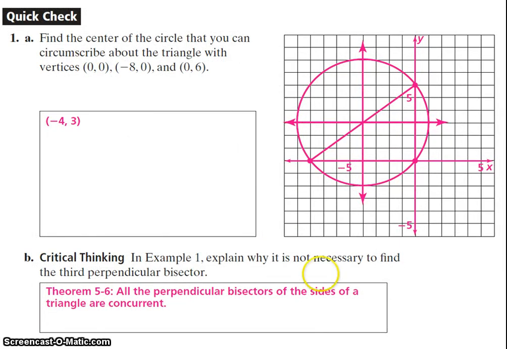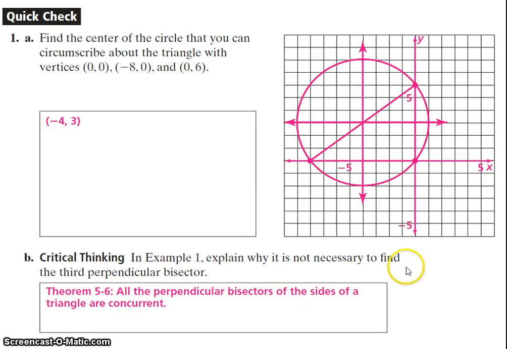Who's ready for some answers? Find the center of the circle that you can circumscribe about the triangle with the vertices of 0, 0, -8, 0, and 0, 6. So here's our triangle, and we have to make our own little grid here. If we put our points at 0, 0, and then another point here at 0, 6, and another point at -8, 0, and using what we talked about a little bit before, halfway across here, since this is 8, this is going to be 1, 2, 3, 4, and then this is 6, so 1, 2, 3, so our point is going to be at -4 and +3.